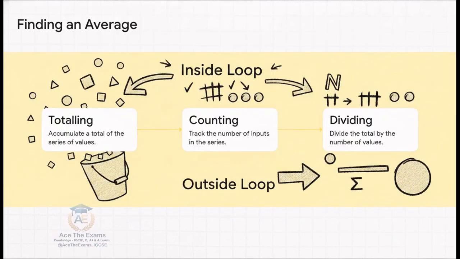Let's move to our final common task and see how these concepts build together so beautifully. Finding an average is really just a combination of the first 2 tasks we discussed. Inside the loop, you maintain a running total of the inputs. That's your totaling. Also inside the loop, you maintain a running count of exactly how many inputs have occurred. The real magic happens outside the loop, once the iteration is totally finished. You just take your final total, divide it by the final count, and boom, you have your average.